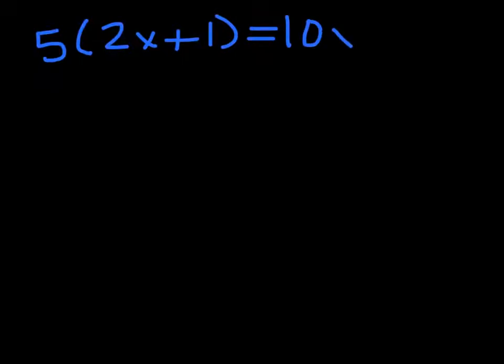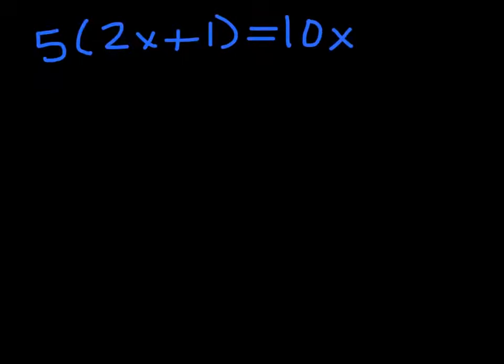In our next two examples, we're going to examine some interesting situations that can occur with equations. In the first, we're going to look at an equation with no solution, and in the second, we'll look at an equation with all numbers as solutions. Let's begin with an equation with no solution. 5 times 2x plus 1 equals 10x.